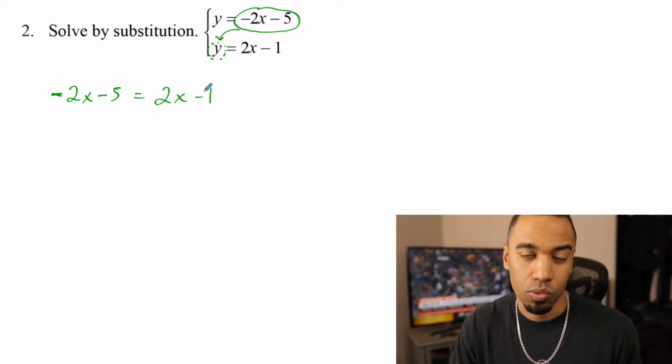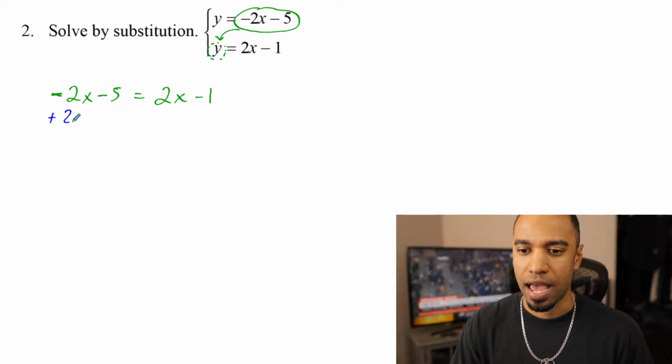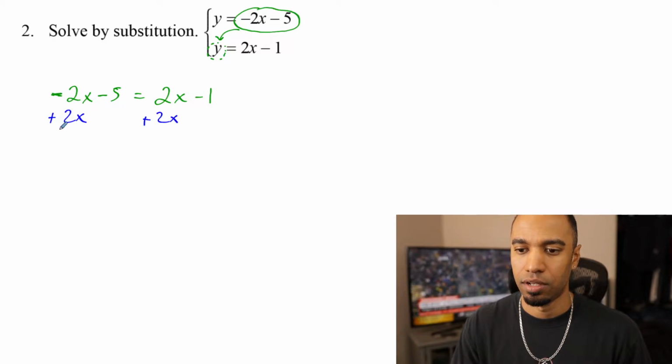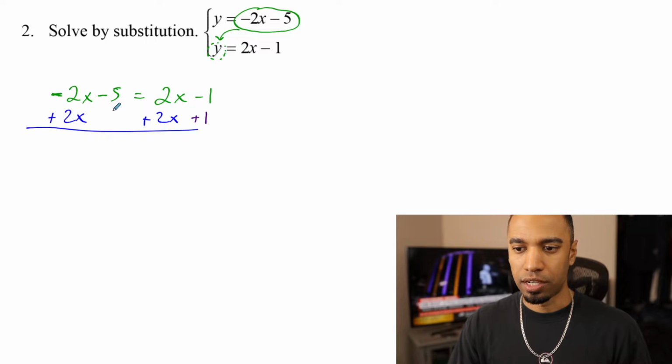And that's the way that I would ideally do this problem. That's substitution. Let's take care of the rest. I'm going to add 2x to both sides here, all right? And I'm going to go ahead and add 1 to both sides. So I'm moving my constants on the left and the variables on the right.